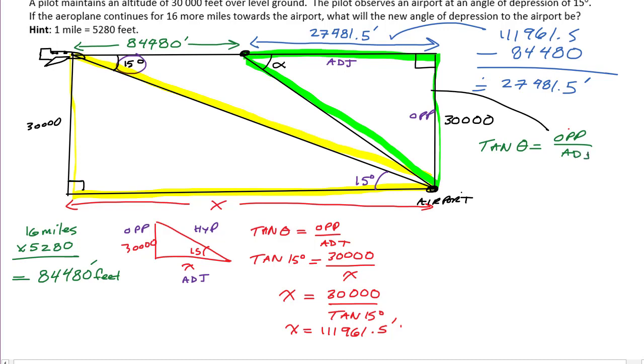We are trying to find the angle. In this case, I'm just going to use alpha for my angle. It doesn't really matter what symbol you use. I just used alpha to distinguish it from the other angles. So tan alpha equals 30,000 divided by 27,481.5, and then we're going to take the tan inverse of that. And that'll give us our final answer.